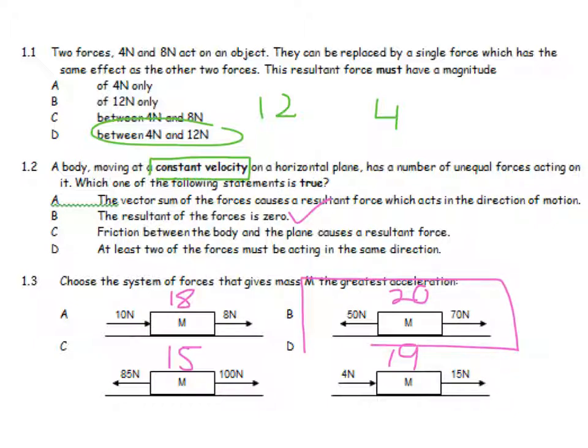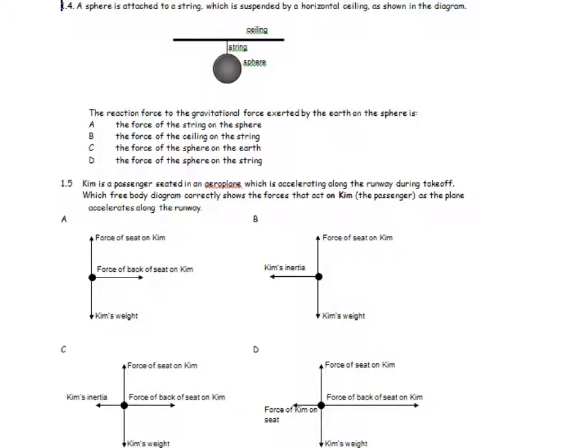So the correct answer is... we've got a sphere. It's attached to a string which is suspended from a horizontal ceiling as shown in the diagram. The reaction force to the gravitational force exerted by the Earth on the sphere: the Earth exerts a force on the sphere, and the sphere exerts an equal but opposite force onto the Earth. So it is the force of the sphere on the Earth that is the counteracting force of that.